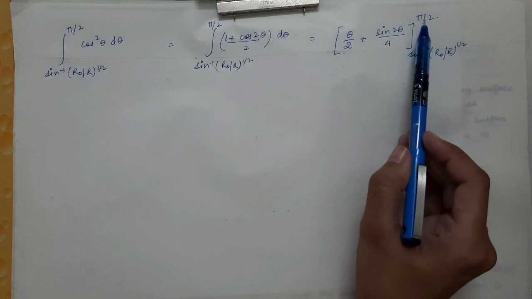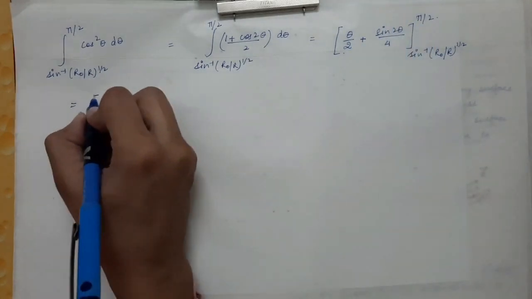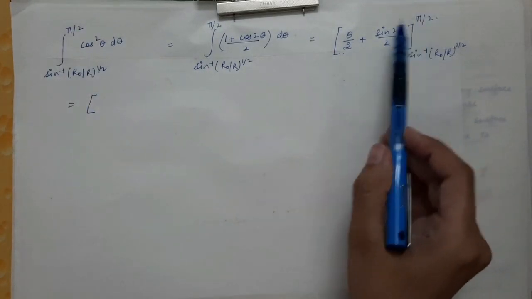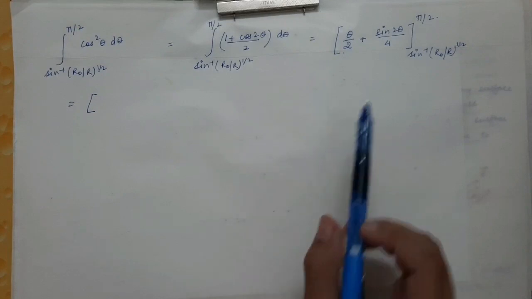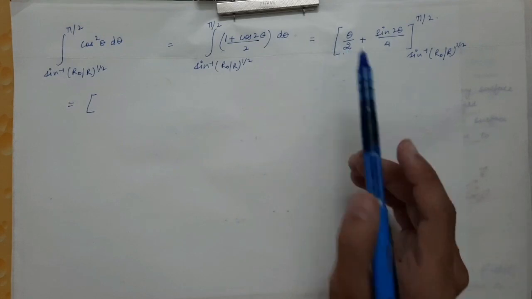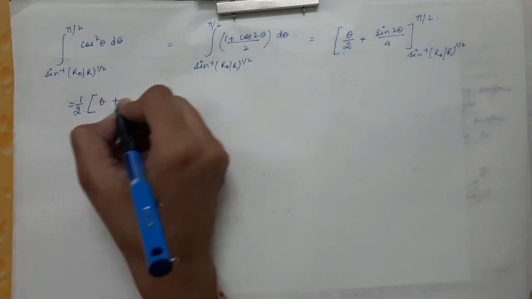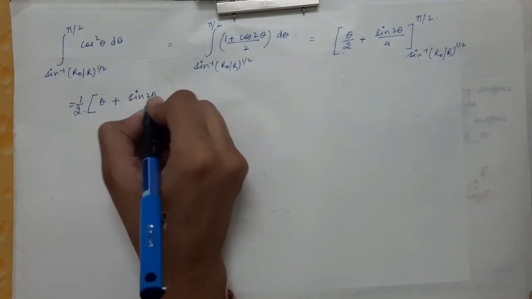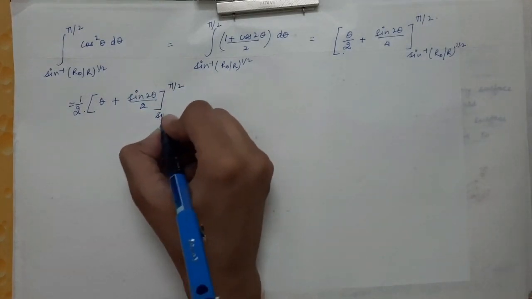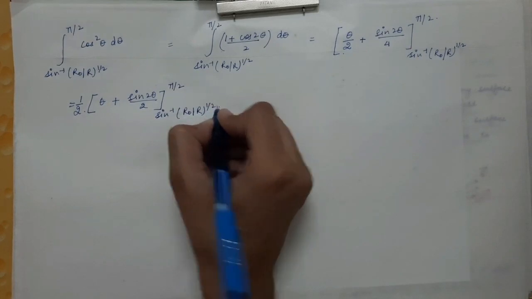So now we will be putting these limits. First of all we will put the upper limit, which is equal to pi by 2. So instead of theta you have to put pi by 2. In the first term, firstly you can take 1 by 2 outside this bracket. You will be left with theta plus sine 2 theta divided by 2, and limits will be pi by 2 and lower limit will be sine inverse of (r naught divided by r) power 1 by 2.